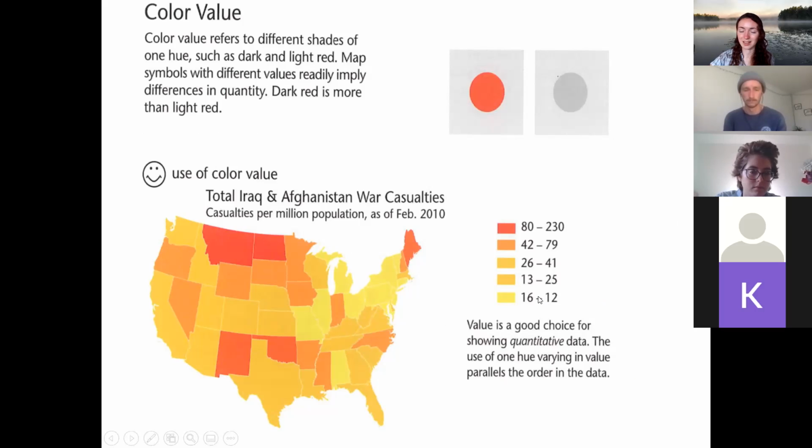One issue I'm noticing with this, I don't know if that's a typo, but 16 to 12 for the lowest category doesn't work. It overlaps with the next category. So make sure that your legends are accurate and don't have typos like that.